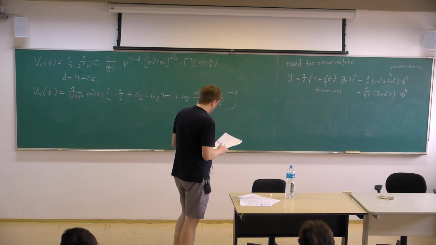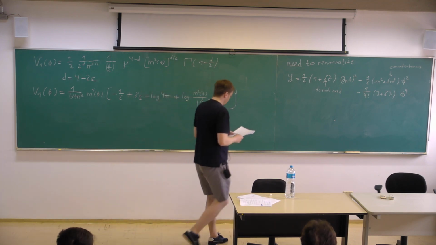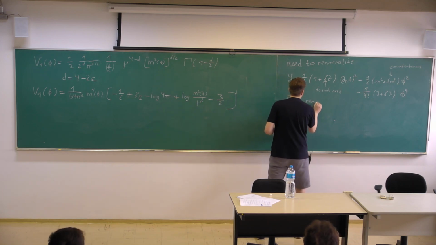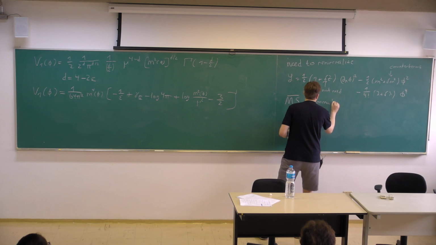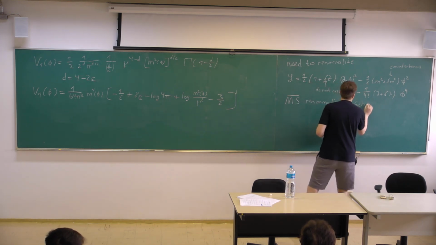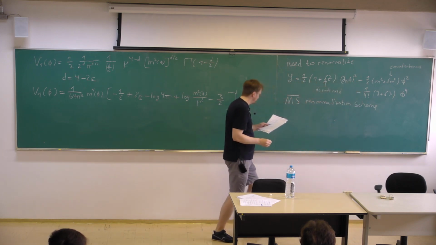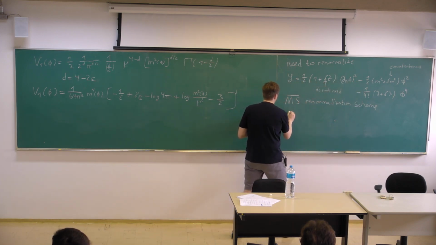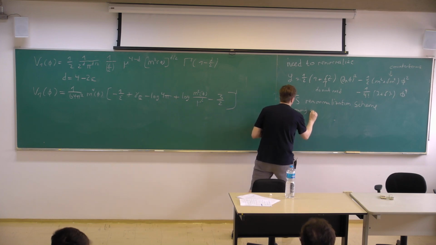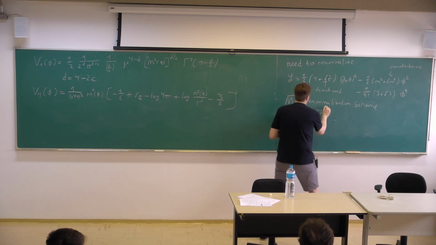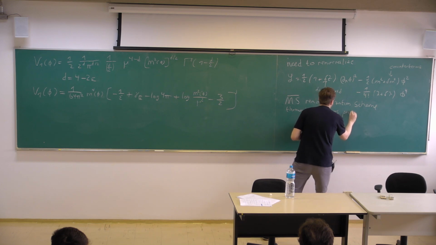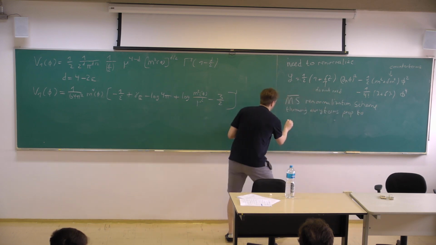Okay, anyway, so what we will do now is we'll use this so-called MS bar renormalization scheme. And this just consists of throwing away all terms in the potential which are proportional to the following constant.